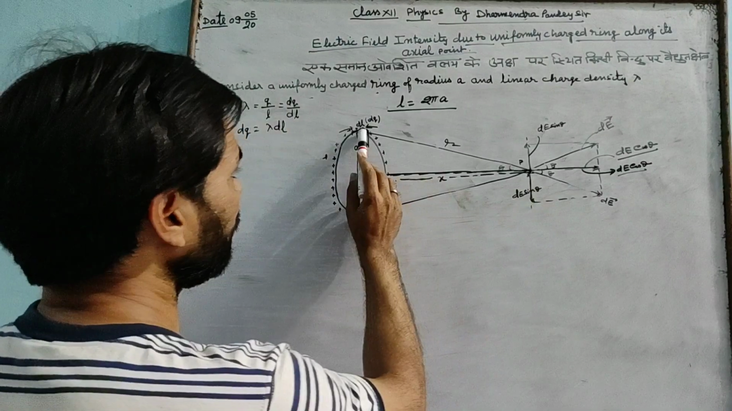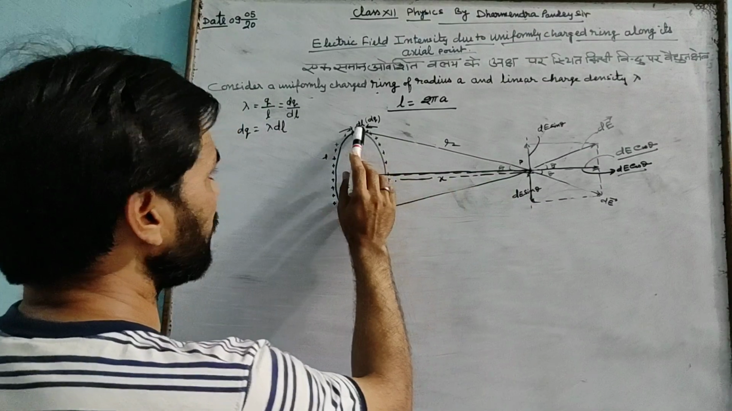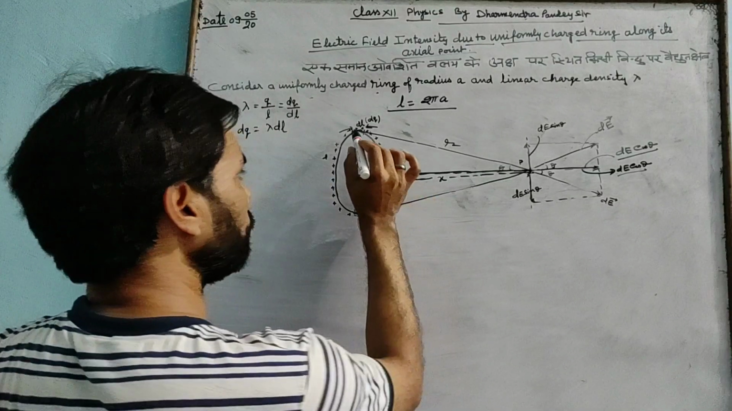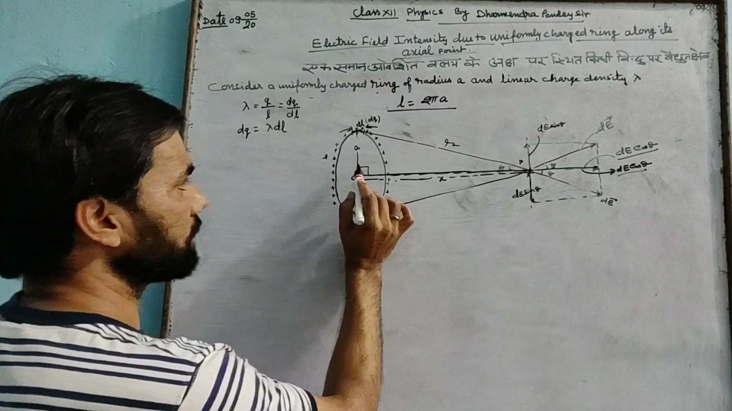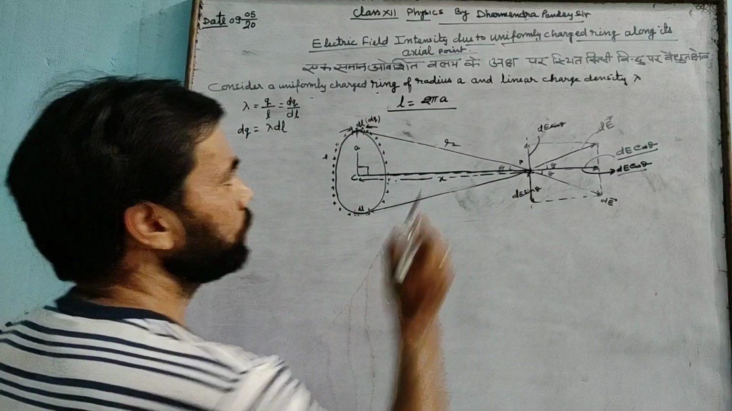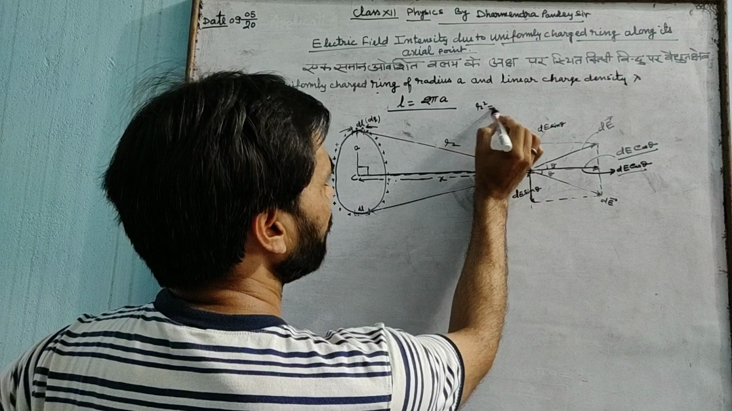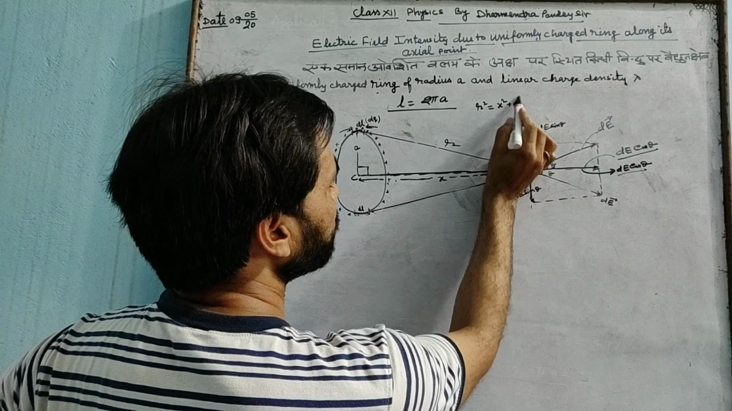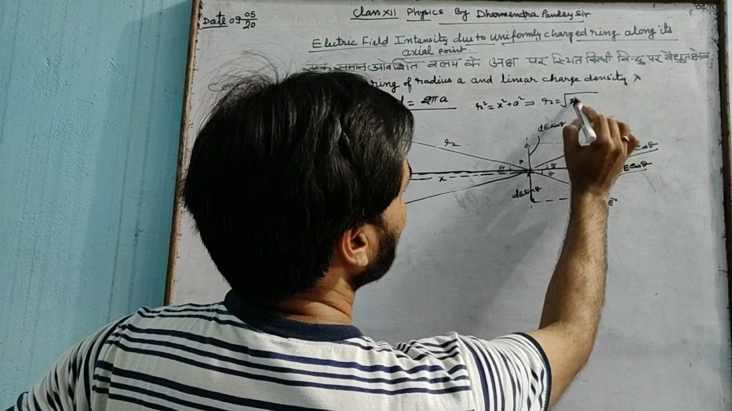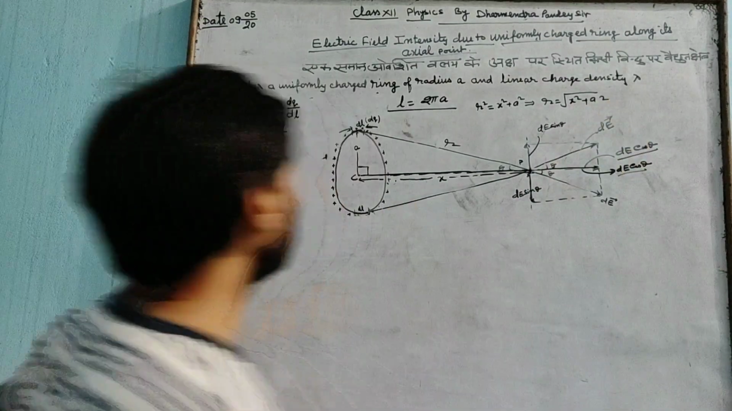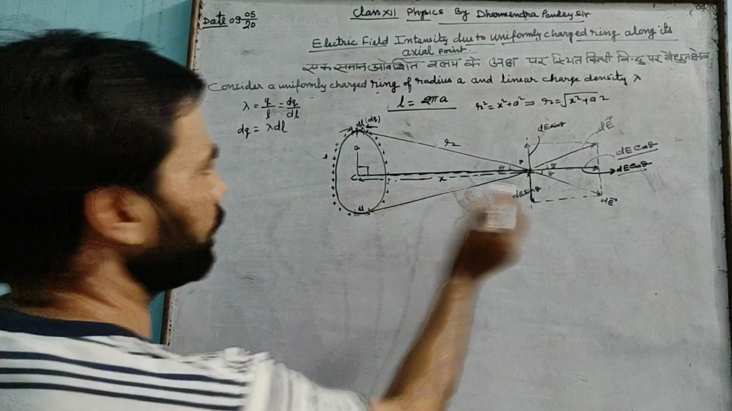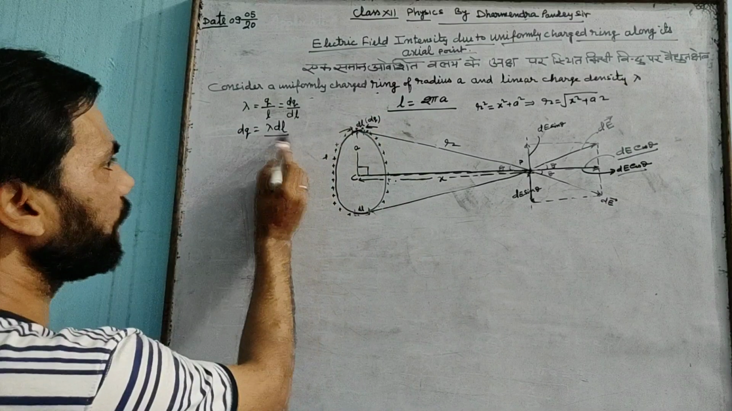Here point P is at a distance r from this charge element. If you look at this figure, this is a right angle triangle whose base is x and perpendicular is a. So r from Pythagoras can be written as r squared equals x squared plus a squared. This implies that r is equal to under root x squared plus a squared. Now we know the distance of point P, and we know the charge present on the element.